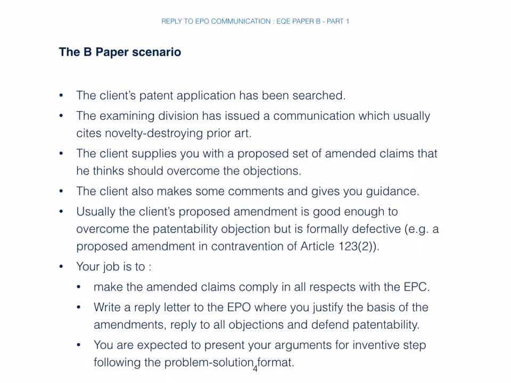Your job is as follows. 1. Make the amended claims comply in all respects with the EPC. 2. Write a reply letter to the EPO where you justify the basis of the amendments, reply to all objections, and defend patentability. 3. You are expected to present your arguments for inventive step following the problem solution format, which we will come to in part 3. The first part is going to be to read the papers, and we'll start with some notes on purposive reading for paper B.